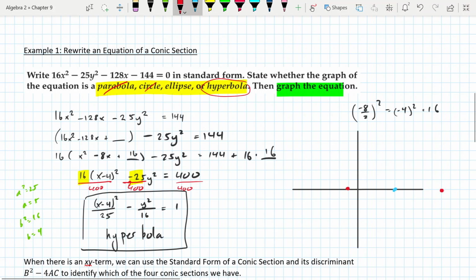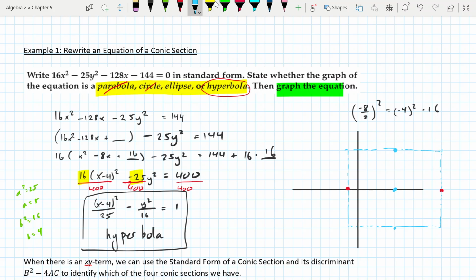Now I'm going to do these with blue dots here. Up and down 4. 1, 2, 3, 4. 1, 2, 3, 4. There's my co-vertices. And of course, that also gives us our box. Probably should have made this graph a little bit bigger, but this is fine.